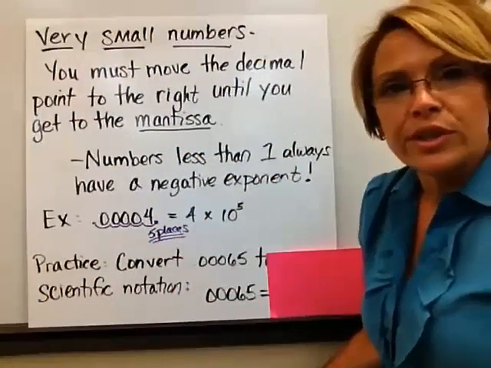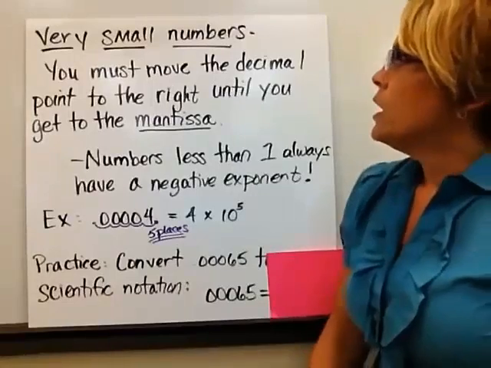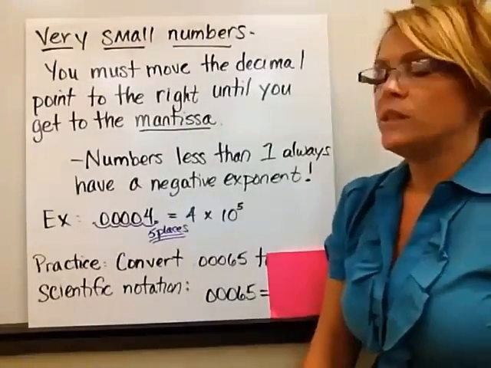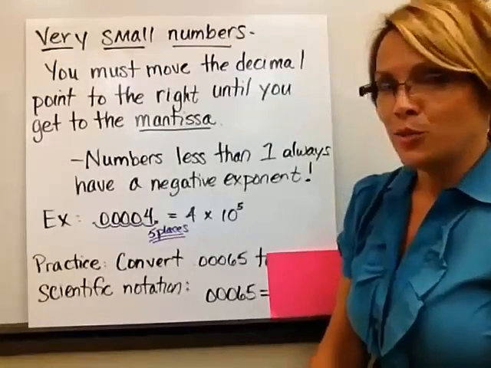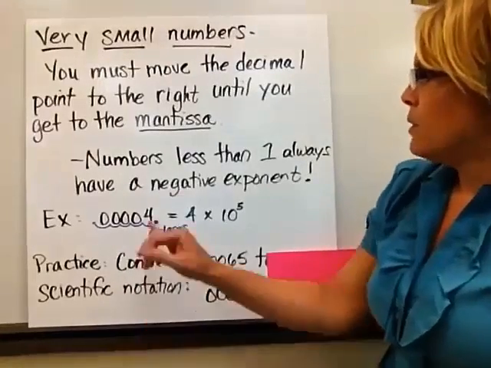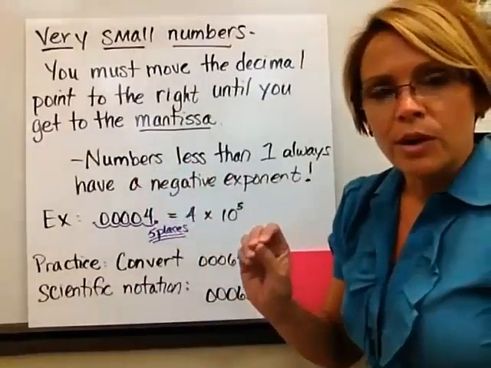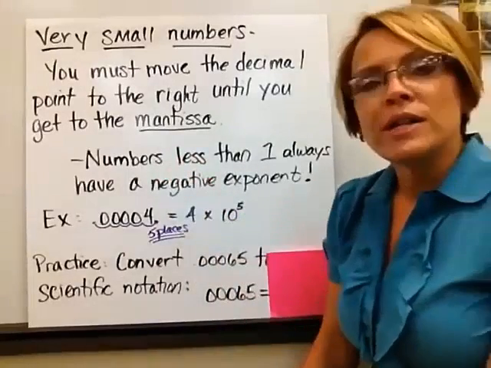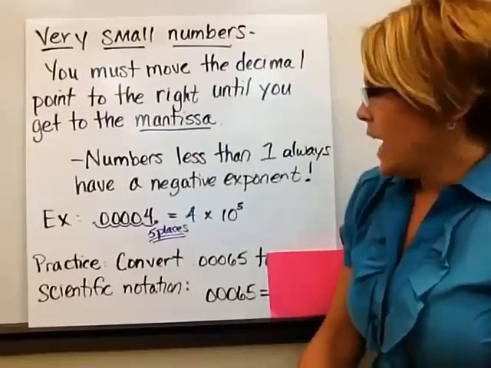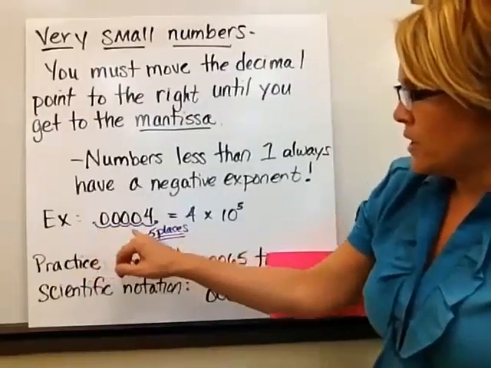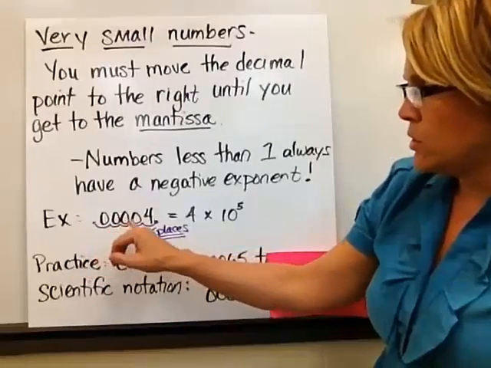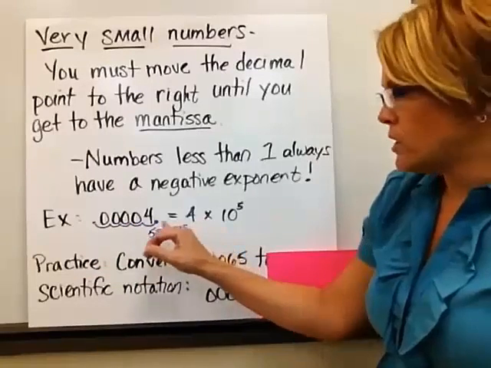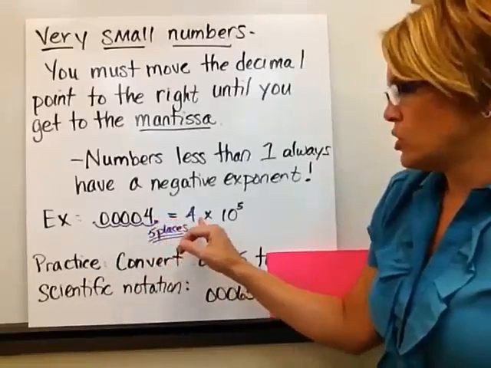Now let's look at very small numbers. To write a very small number in scientific notation, you must move the decimal point to the right until you reach the mantissa. Another thing to remember about very small numbers, specifically numbers less than 1, is that numbers less than 1 always have a negative exponent. And so, for example, in this example here, we have 0.00004. To get to the mantissa, which is going to be 4, and since there's no numbers after that 4, you would just write 4.